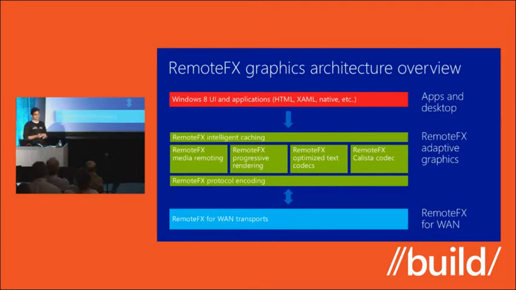RemoteFX in Windows 8 improves on some of the techniques that are present in Windows 7, things like the RemoteFX intelligent caching scheme. It also introduces a bunch of new techniques like RemoteFX media streaming and RemoteFX progressive rendering. There are also new codecs that Windows 8 introduces that are optimized for specific use cases. I'll talk a little bit about that in the subsequent slides. The other key part of the Windows 8 remoting system is what we call RemoteFX for WAN. RemoteFX for WAN stands for all the transport level enhancements and new transport mechanisms that are built to deliver the Windows 8 experience. I'll talk about that as well.